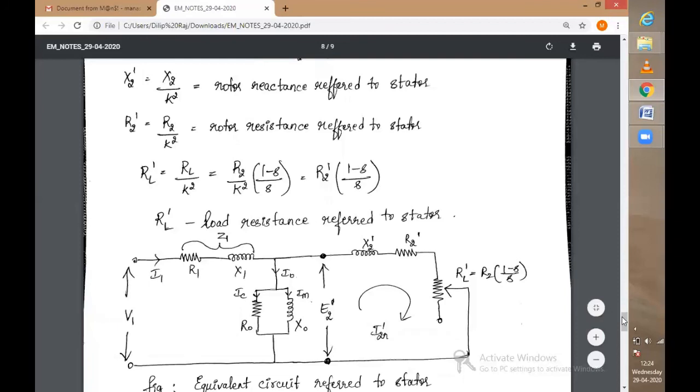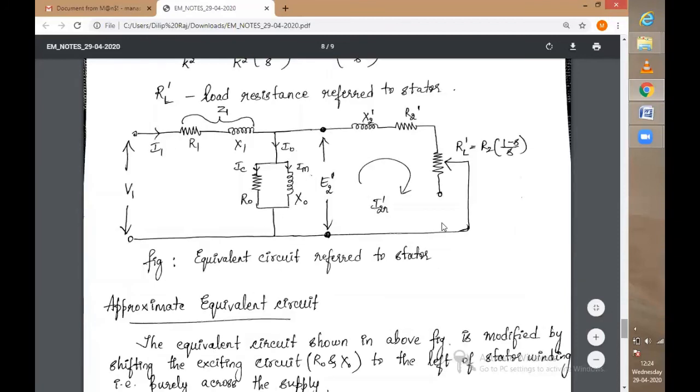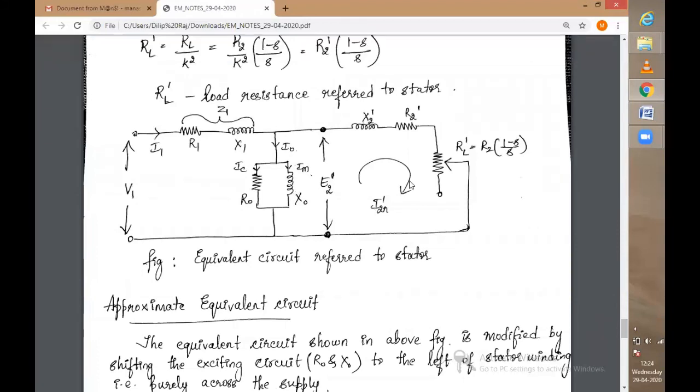So representing all the parameters referred to stator, all these stator parameters, that is V1, I1, R1, X1, or exciting circuit, everything remains unchanged because these are all still on the stator side. Whereas after the air gap, whatever parameters we had, we have shifted them with reference to stator. So they are all represented as X dash, R dash, I dash, E dash. So this is the equivalent circuit referred to stator.